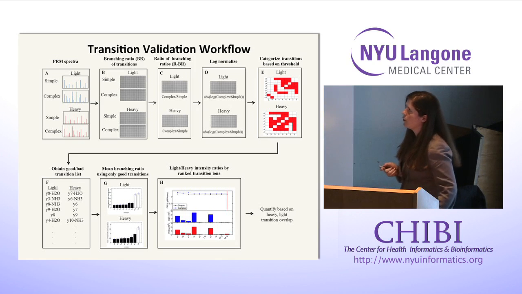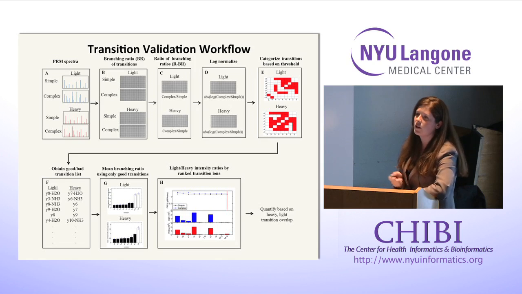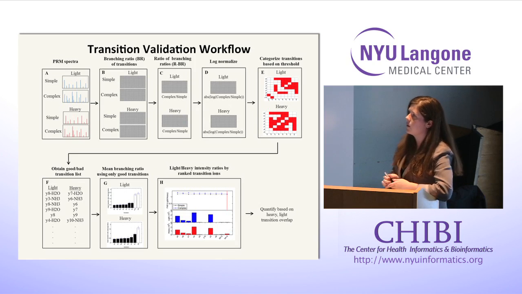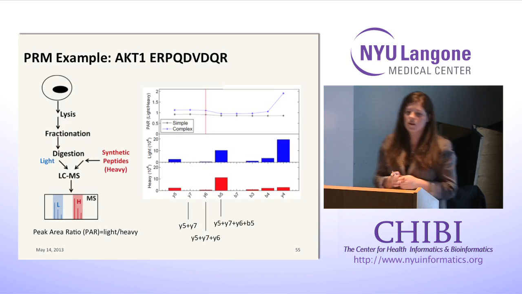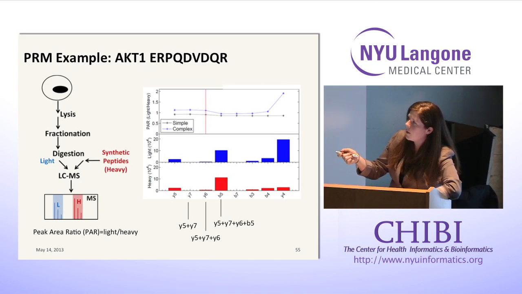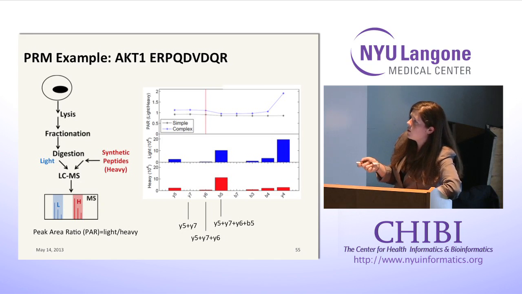And so this is the workflow. I've gotten you to this point. We then have a good and bad transition list, and we can rank these based on their mean ratios, and then use this information to quantify. And I'm going to go into a little bit of detail about that because it gets very confusing. So let me remind you that we use these synthetic peptides, the heavy peptides, to measure our peptide of interest. So we spike these in, and we know the concentration we're spiking in, right? And then we make a light over heavy ratio to get our peak area ratio, and we can use this to determine how much of our peptide of interest is within our sample.